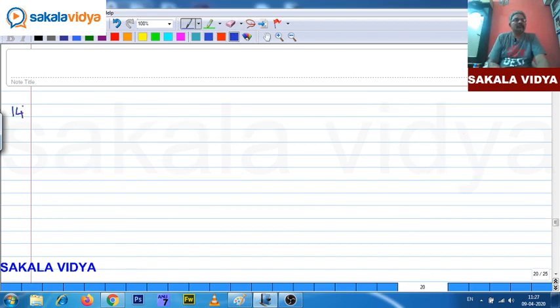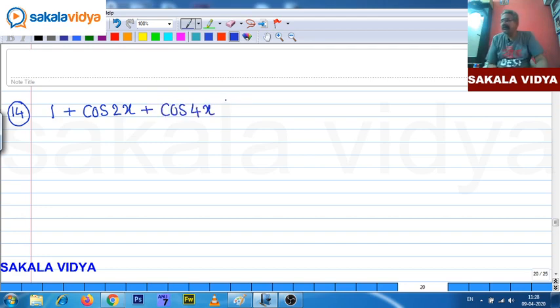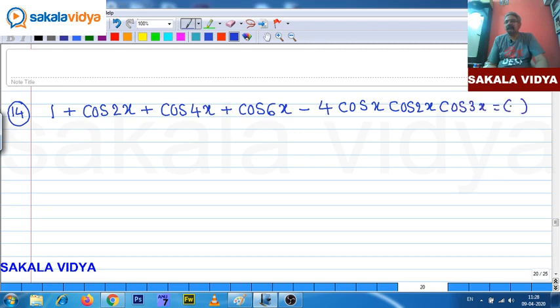So, 14th problem. See, 1 plus cos 2x plus cos 4x plus cos 6x minus 4 cos x cos 2x cos 3x equals to, first option 1, second option minus 1, third option 2, fourth option is 0.